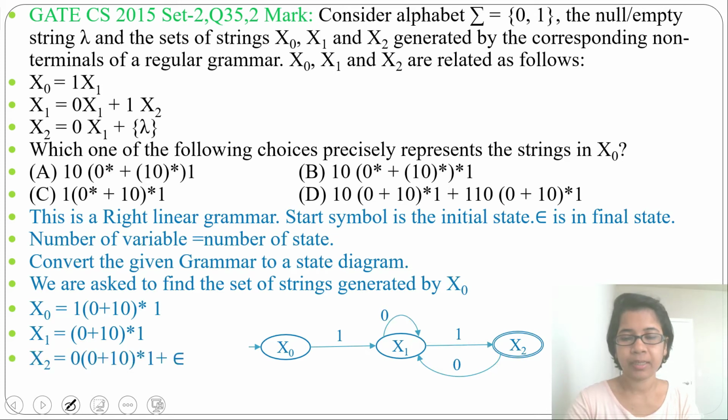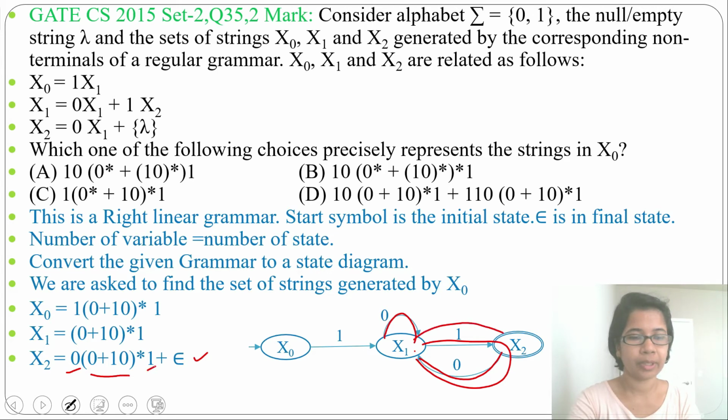x2 is a final state. So from that state you can reach that state by epsilon. So here it will be epsilon. Then by 0 you are reaching x1. Then we will add the x1 loop. The x1 loop is what? 0, 1, 0. So 0 to reach x1, then 0 plus 1, 0 whole Kleene closure, you are reaching x1. Then from x1 by 1, you are reaching x2.